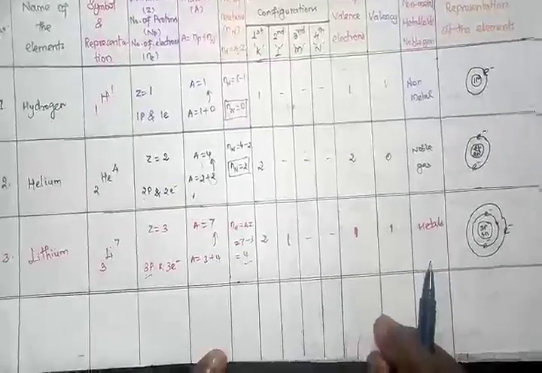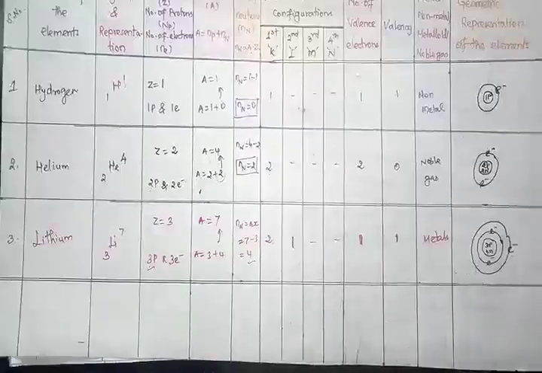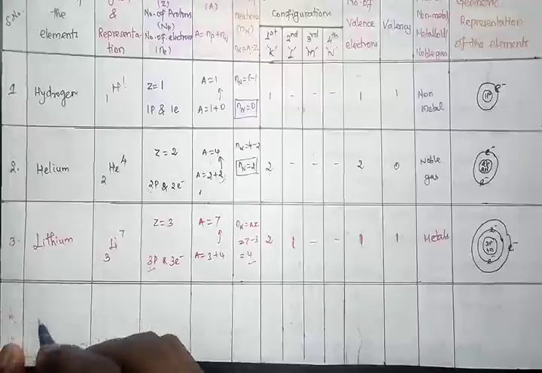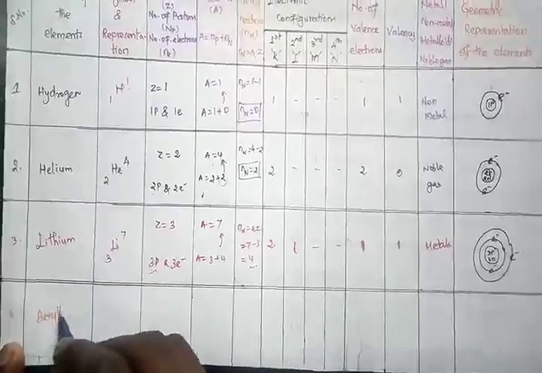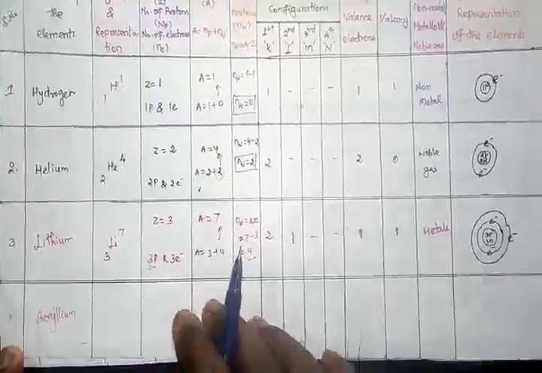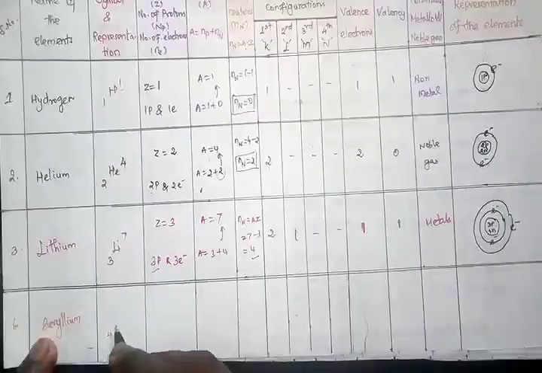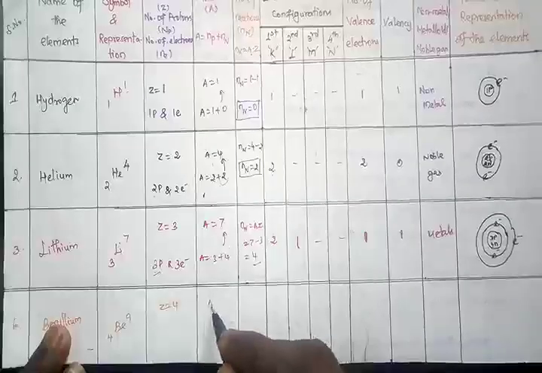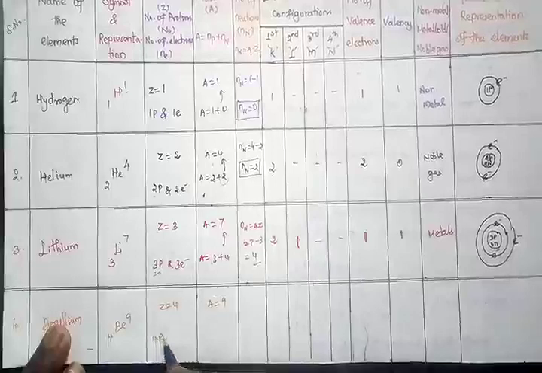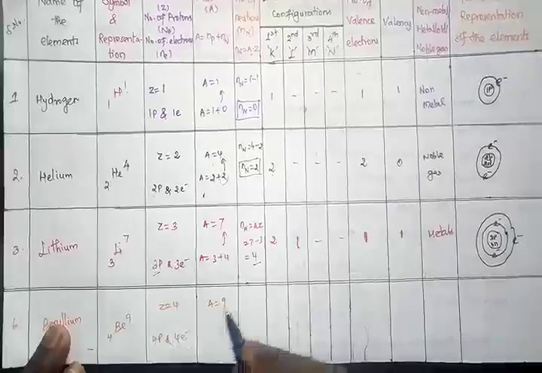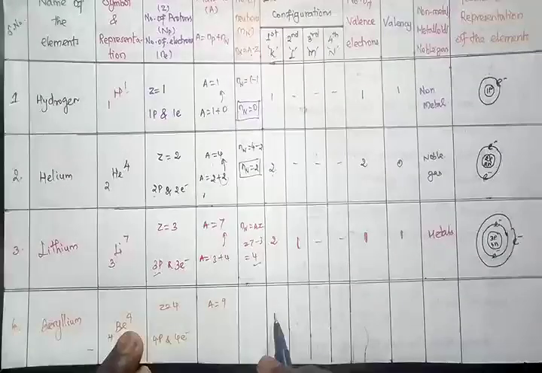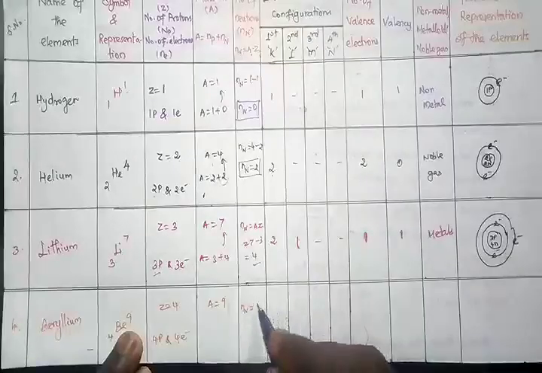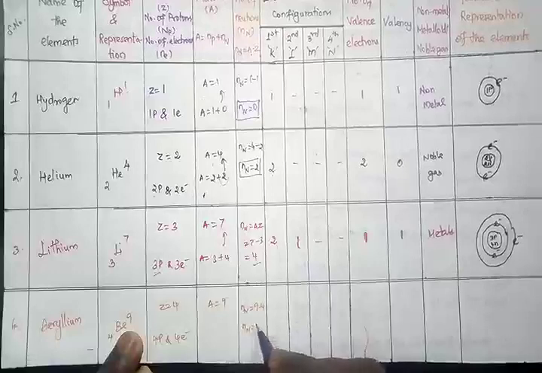Got it? Now come to the next one, the fourth one, that is beryllium. So how do you represent beryllium? 4Be9. So the atomic number is 4, the mass number is 9. It has 4 protons and 4 electrons, right? The number of neutrons, how do you calculate? 9 minus 4, so the number of neutrons is 5.